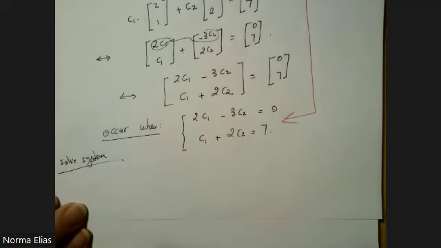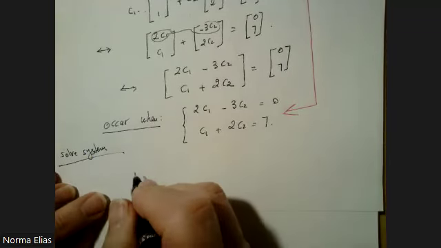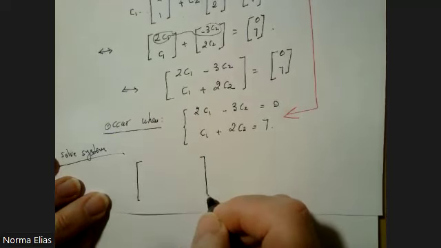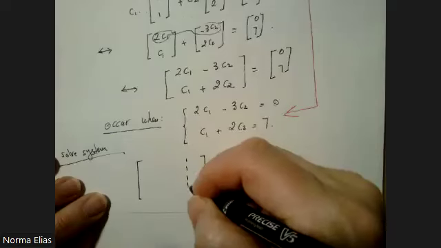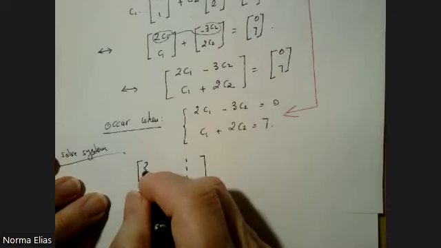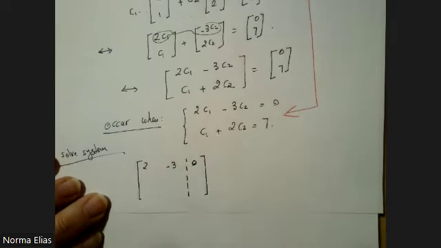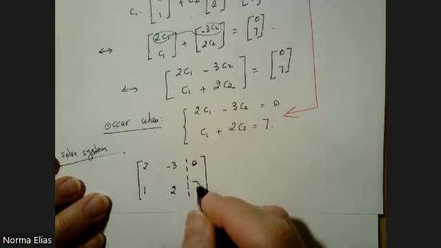Okay. Now, how do we solve the system? Now, of course, that's an easy system. It's a 2 by 2, but we will do it the way we've been learning how to do it. So I immediately take the augmented matrix that corresponds to the system. So let's see what the augmented matrix is. [2, -3, 0; 1, 2, 7].